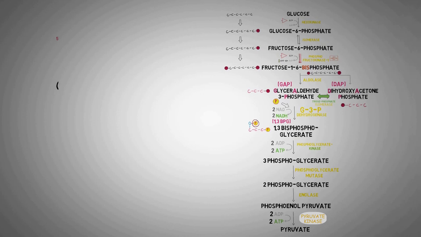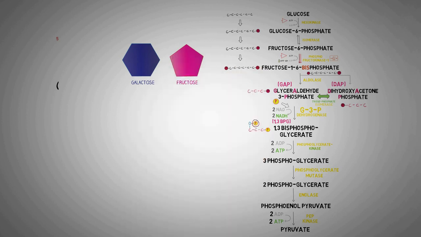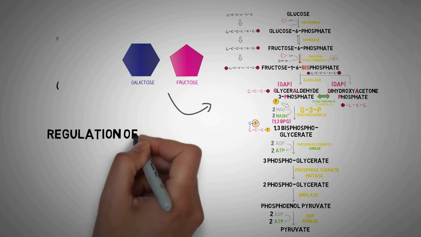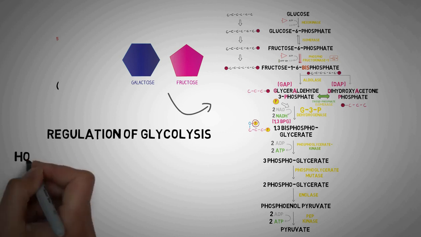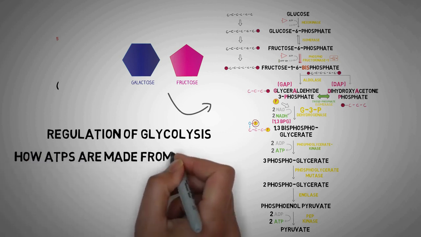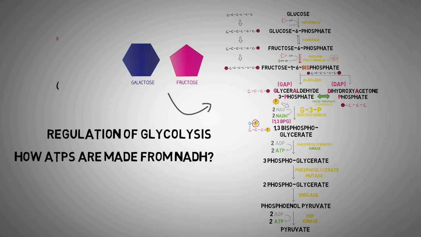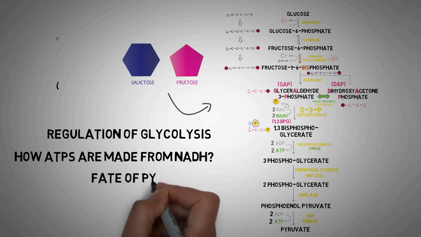Now you need to know just a few more things to understand glycolysis completely. So you need to know how fructose and galactose are used in this pathway. You also need to know how this pathway is regulated, meaning how hormones and other factors can increase or decrease the rate of glycolysis in different ways. How ATP is generated from NADH, and the last thing you need to know is the fate of pyruvate.